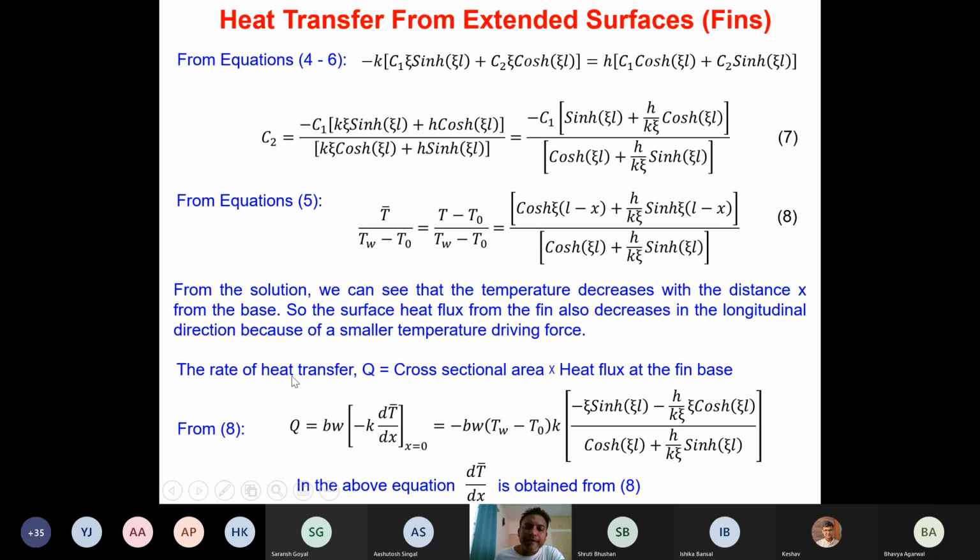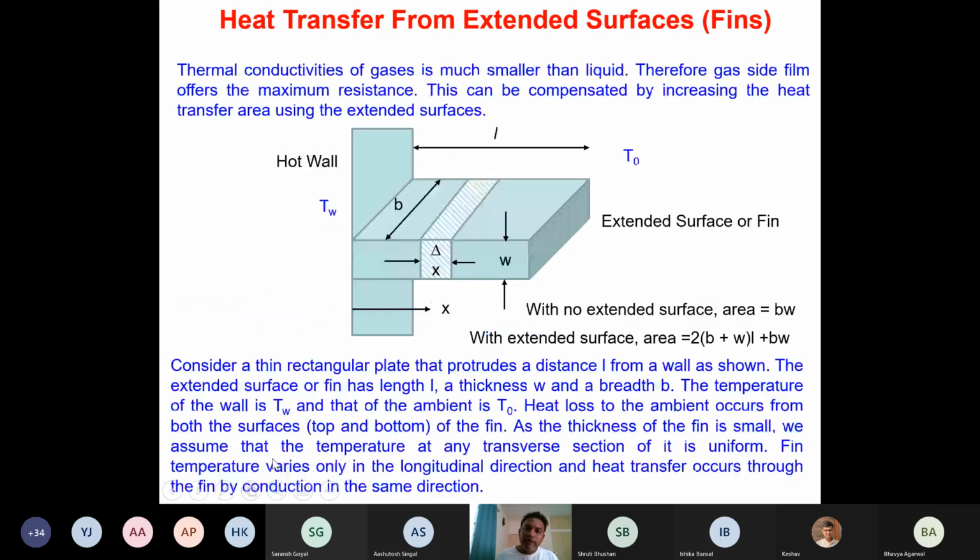So rate of heat transfer Q. Now based on this temperature distribution, we wanted to find out the rate of heat transfer Q at the base. So if I go back, exactly at this base, when x equals 0, capital Q is completely by conduction, isn't it? Capital Q is completely by conduction.